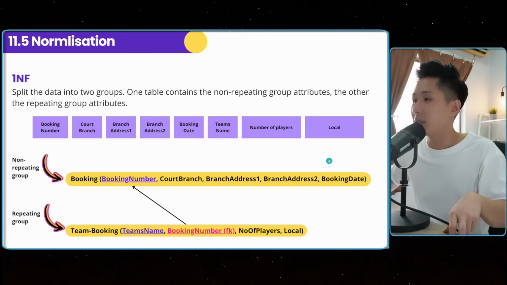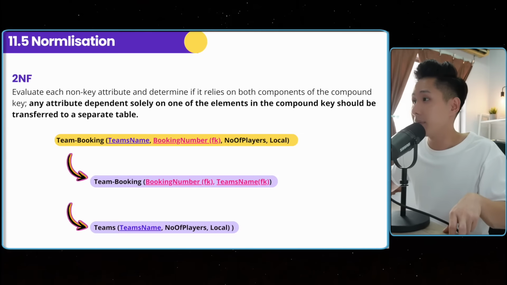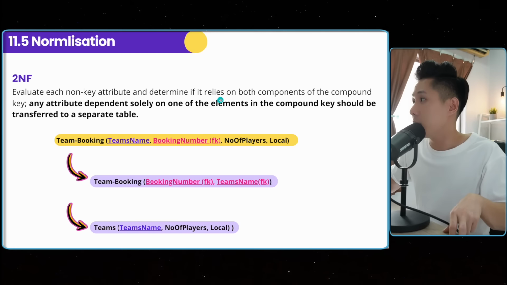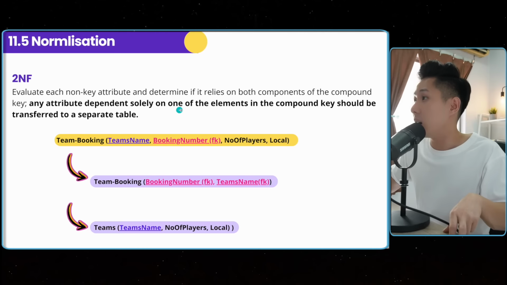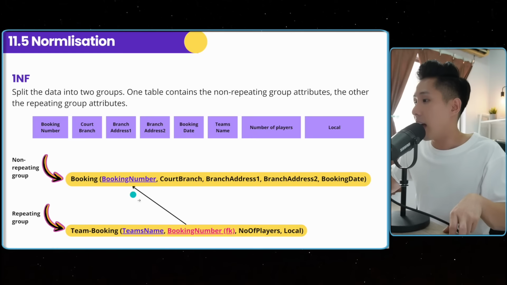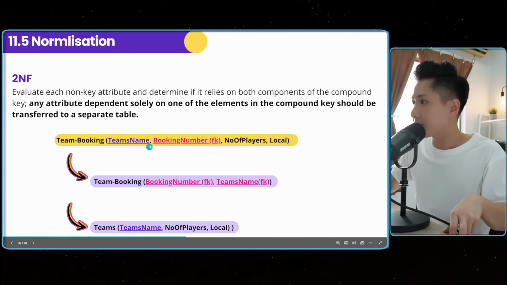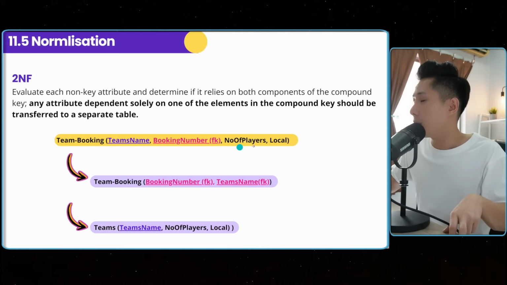Now, once you have gotten to 1NF, you can now proceed to 2NF. What we can do next is evaluate each non-key attribute, meaning non-primary key, and determine if it relies on both components of the compound key. Any attributes dependent solely on one of the elements in the compound key should be transferred to a separate table. So now I have a team booking table here, but if you look at this table, you will see that some of the attributes are dependent on the primary key. For example, number of players and whether they are locals or not.